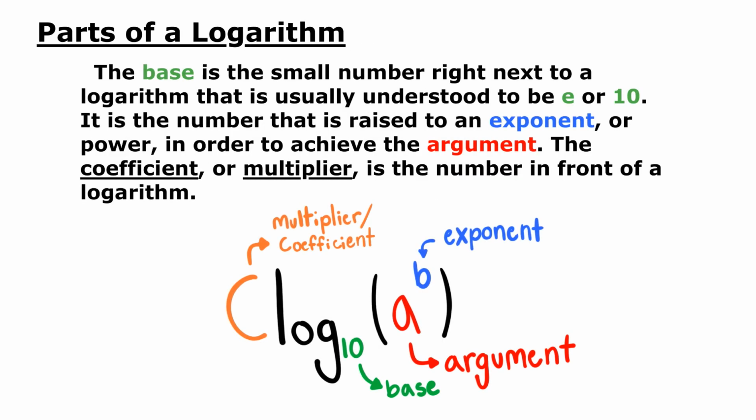Moving swiftly along, parts of a logarithm. The base is the small number right next to the logarithm that is usually understood to be e or 10, though it can be something else. It is the number that is raised to an exponent or power in order to achieve the argument. The coefficient or multiplier is the number in front of the logarithm.